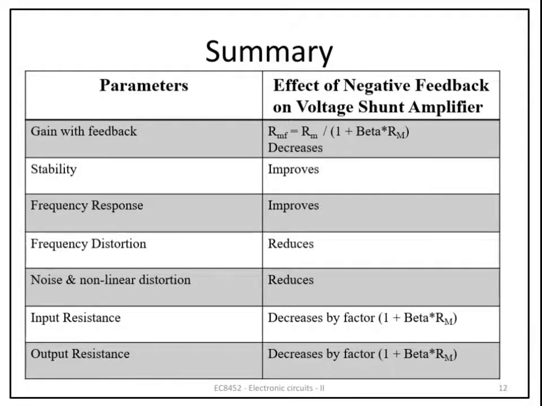Summary. These are the parameters and characteristics of the effect of negative feedback on voltage shunt amplifier. Gain with feedback decreases. Stability is improved. Frequency response is also improved. Frequency distortion, noise and non-linear distortions are reduced. Input resistance, as we have already seen, decreases by a factor 1 plus beta Rm. Output resistance also decreases by the same factor 1 plus beta Rm.